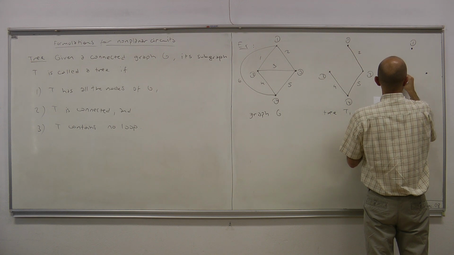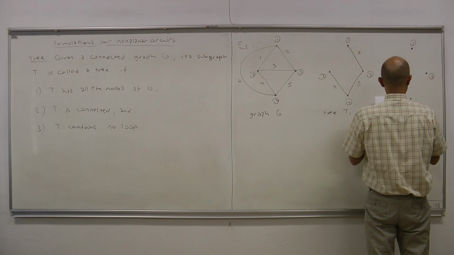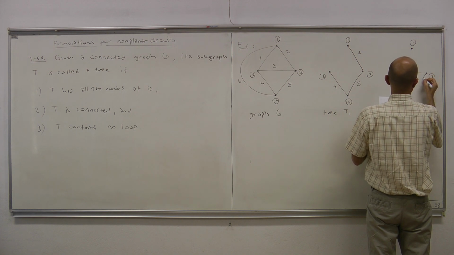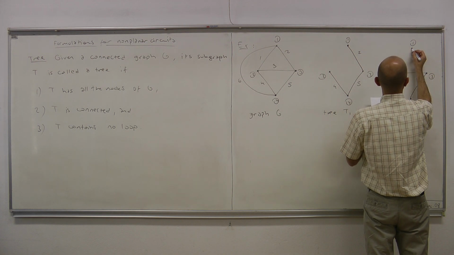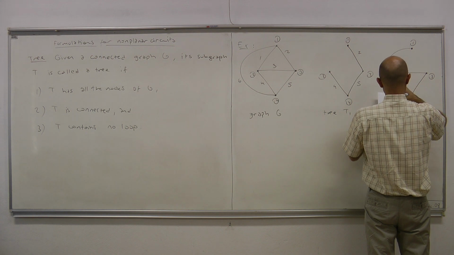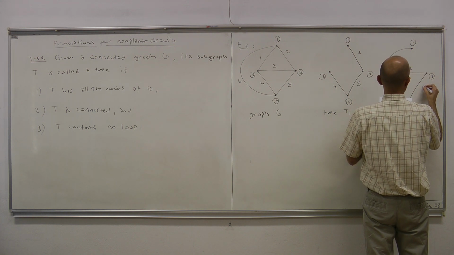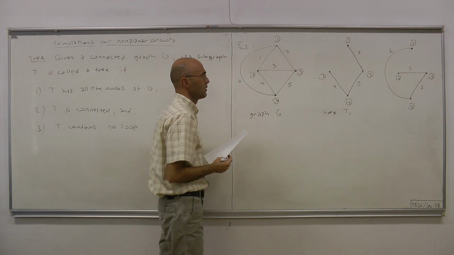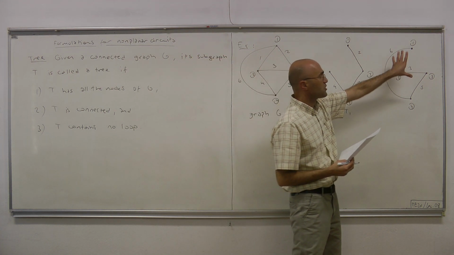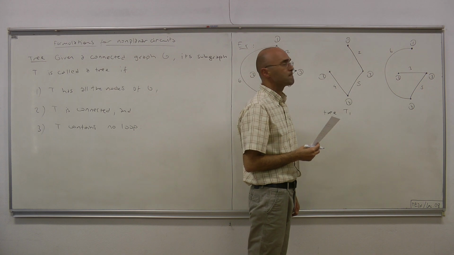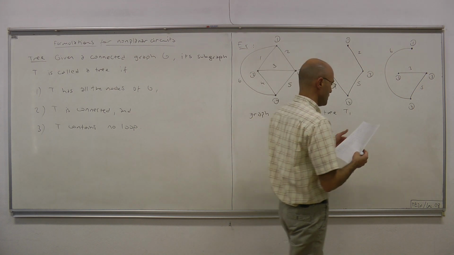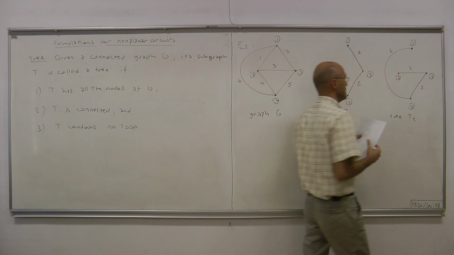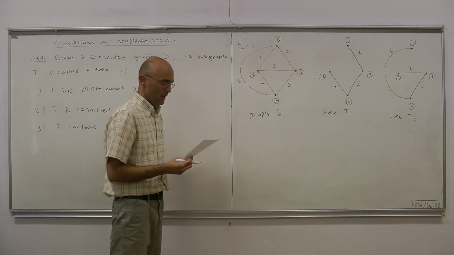Another tree would be 1, 2, 3, 4. Okay. And this would be also a tree. 3, 5, and 6 as the chosen branches. Okay? It contains all the nodes and it doesn't contain any loops. This is a tree, T2, and also it's connected.